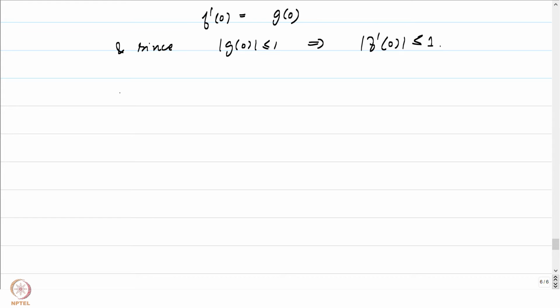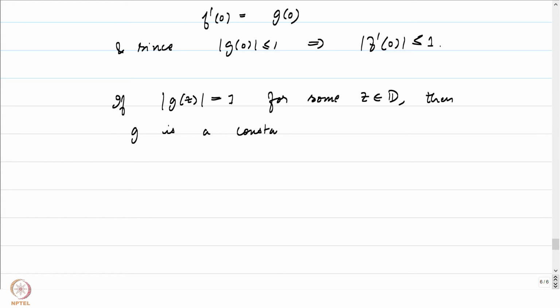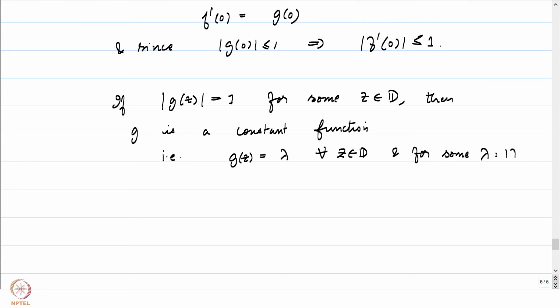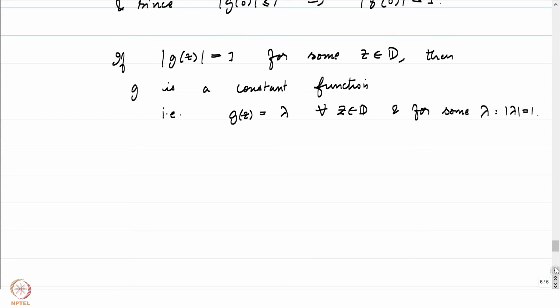So let me just state that, and notice that if the absolute value of g(z) is equal to 1 for some z in the unit disk, then g is a constant function, i.e. g(z) is equal to lambda for all z in D and for some lambda such that the absolute value of lambda is equal to 1. But that translates to saying that f(z) is equal to lambda times z for all z in D, including the point z equal to 0.